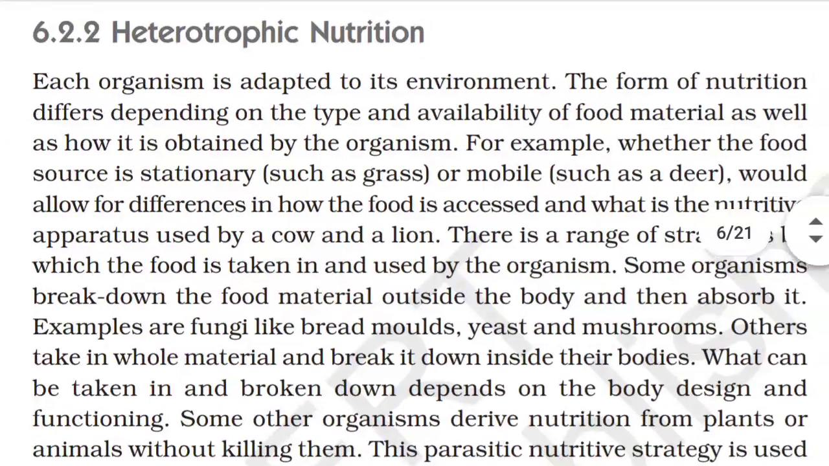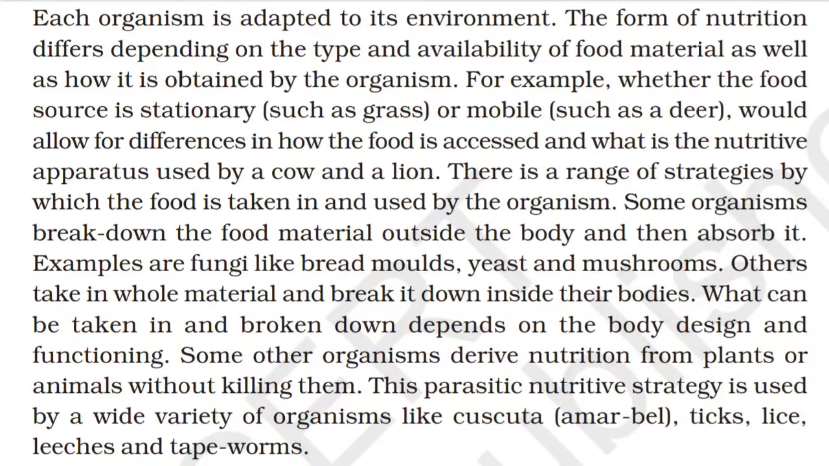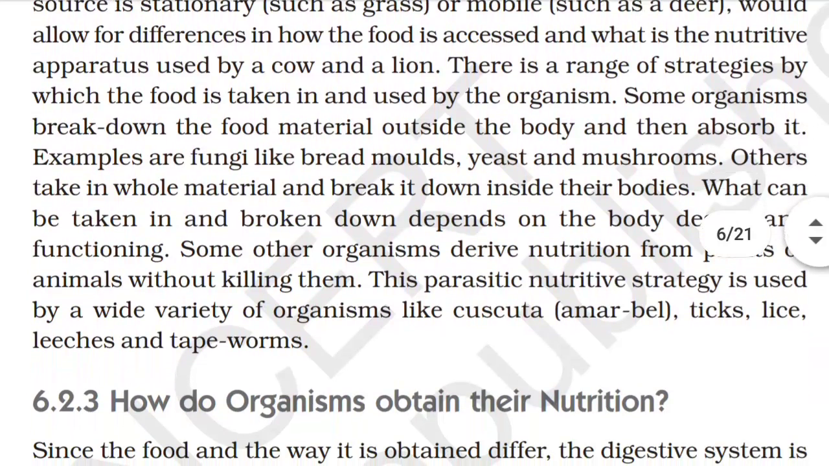Heterotrophic nutrition. Each organism is adapted to its environment. The form of nutrition differs depending on the type and availability of food material as well as how it is obtained from the organism. For example, whether the food source is stationary such as grass or mobile such as a deer would allow for differences in how the food is accessed and what is the nutritive apparatus used by a cow and a lion.